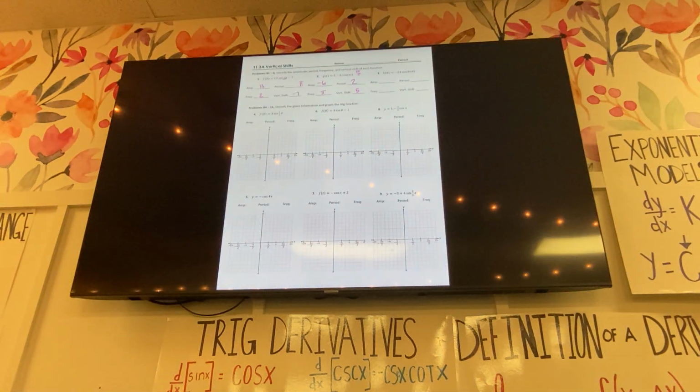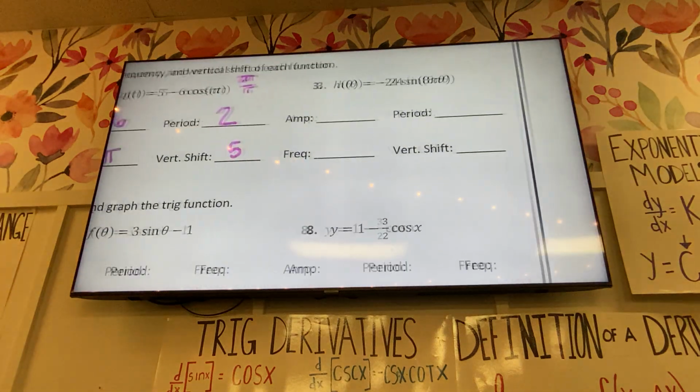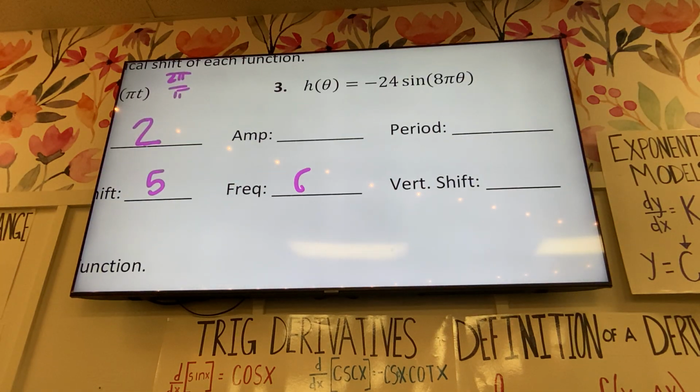Would the frequency be 8? Yeah, 8 pi. And then 0 would be the vertical shift, and 1/4 for the period? Yes, 1/4 for the period.